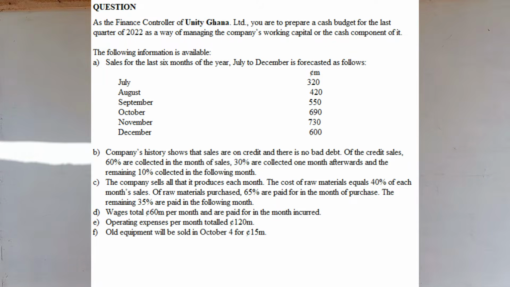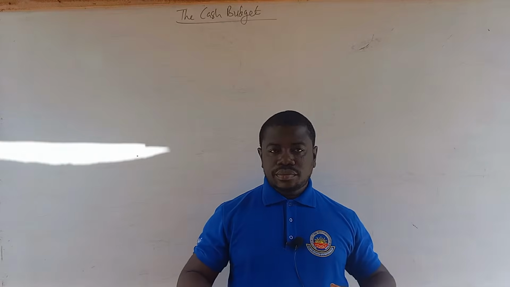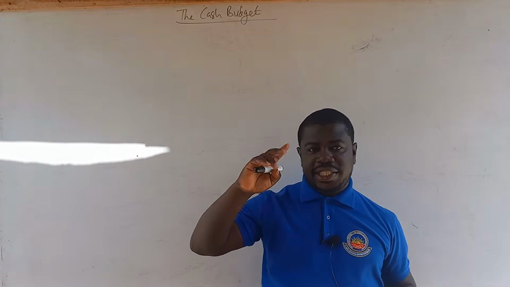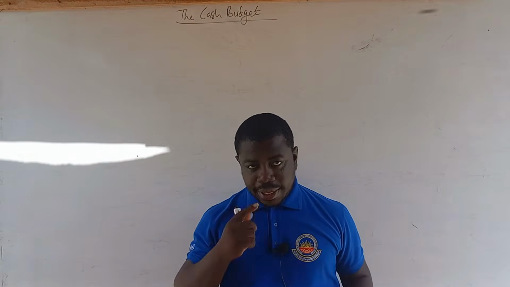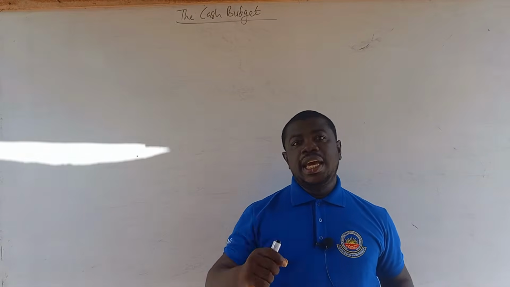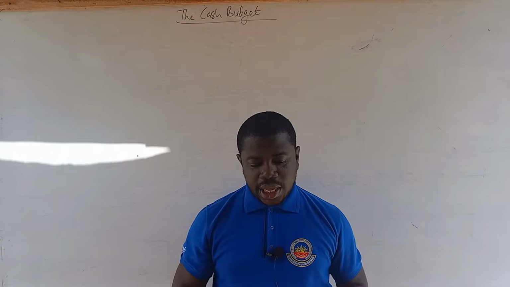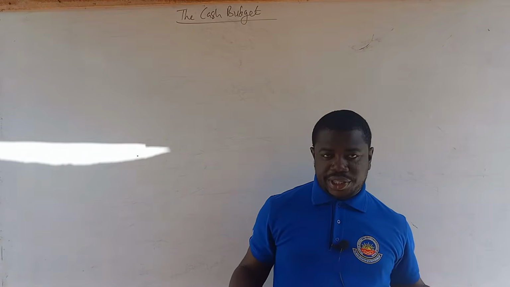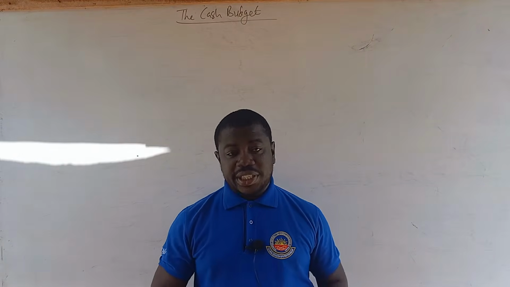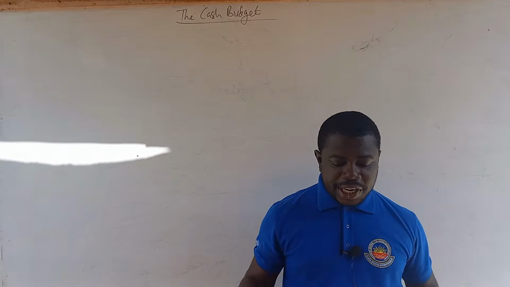So we are told from B that, you see, we have been given sales figures in the first information, that is A. And then we are told in B that all the sales are on credit. That is the implication: the company's history shows that sales are on credit. So it means that all sales are on credit and there is no bad debt. And then we've been given the percentages.